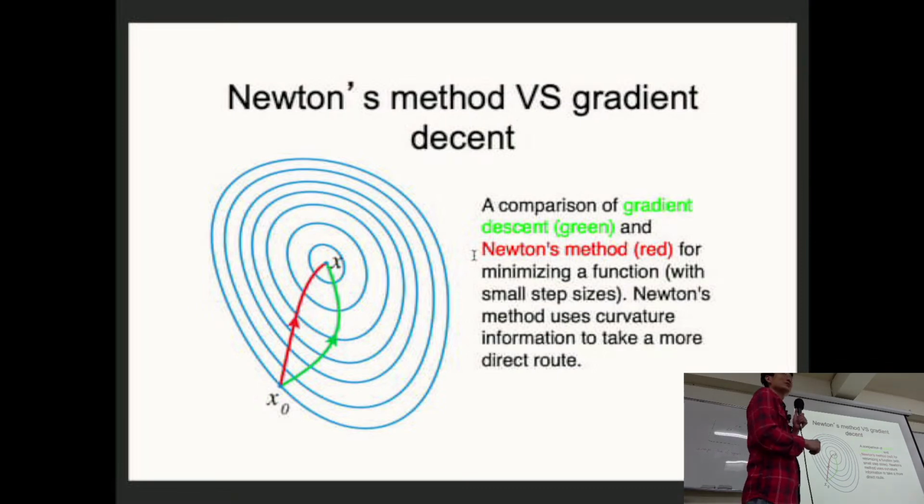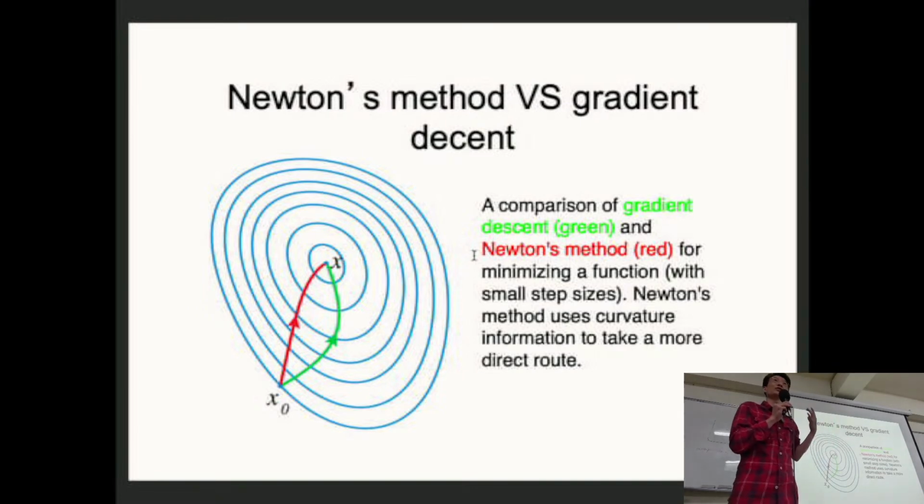It only requires the Jacobian. What Newton's method is doing is using the curvature information to take a more moderate route. It is going to shoot like that, because Newton's method calculates not only the gradient but also the Hessian.